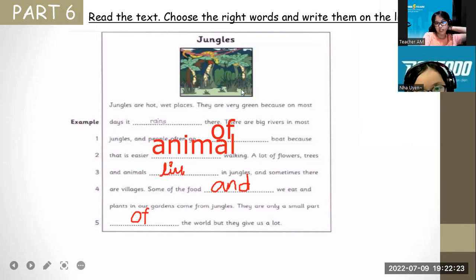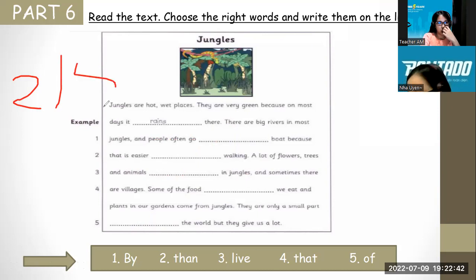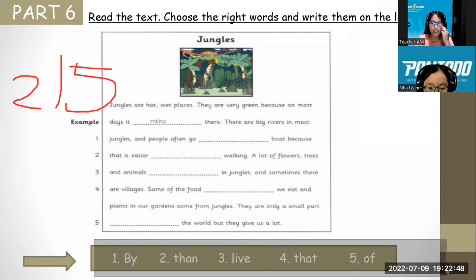Yeah. Okay, let's check. We have here by. Number two is than. Number three is leave. Very good. Number four is that. And this is off. Okay, so for this one, Uyen, you got 2 out of 5. Okay, so now I want you to read this story again together with the correct answers.